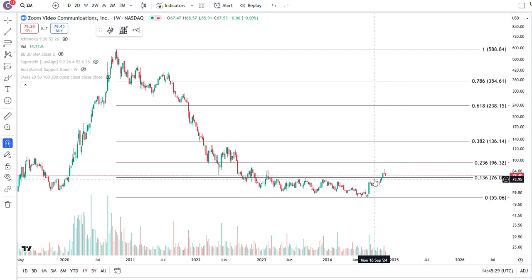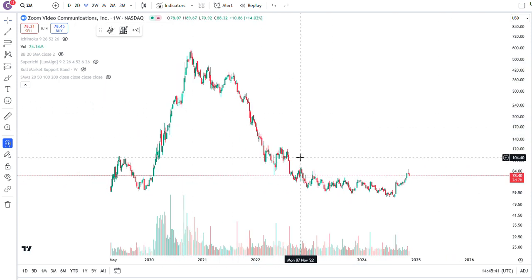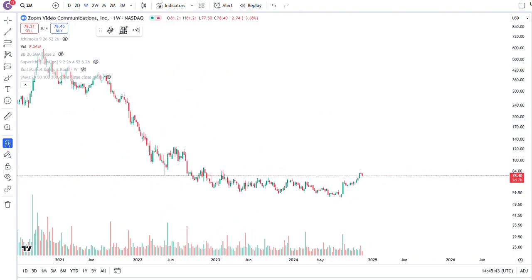I think this is a bull trend though. It's forming a higher high here. It just has to form a higher low. I don't know how high the higher low is going to be or how low the higher low is going to be, but this is a bull trend that is developing right now. It is very important to recognize that.